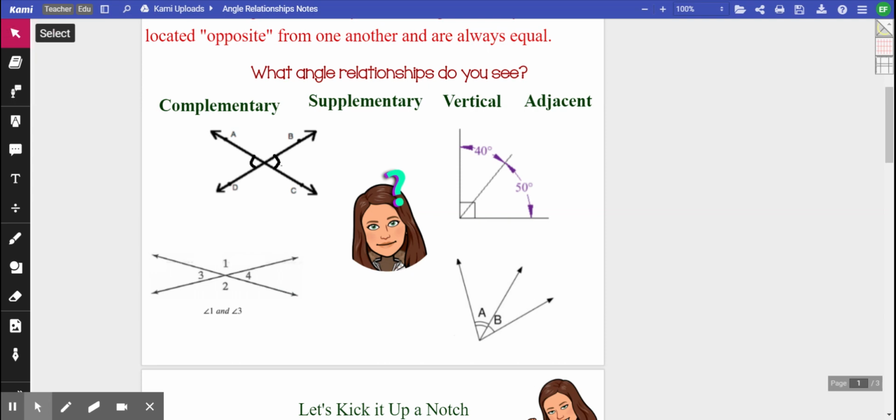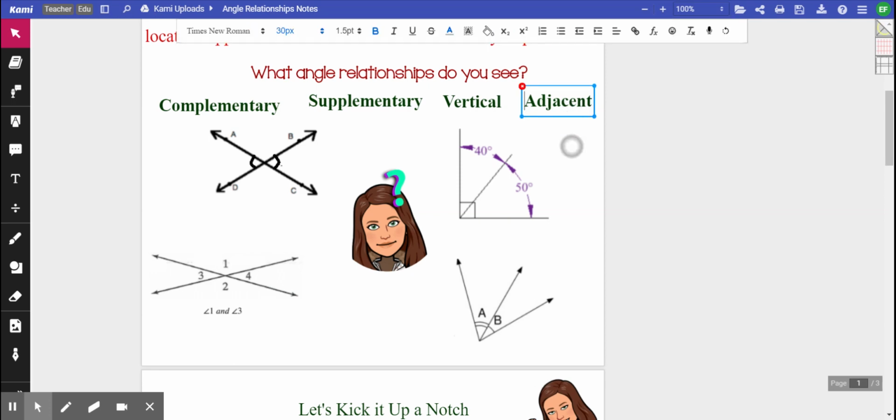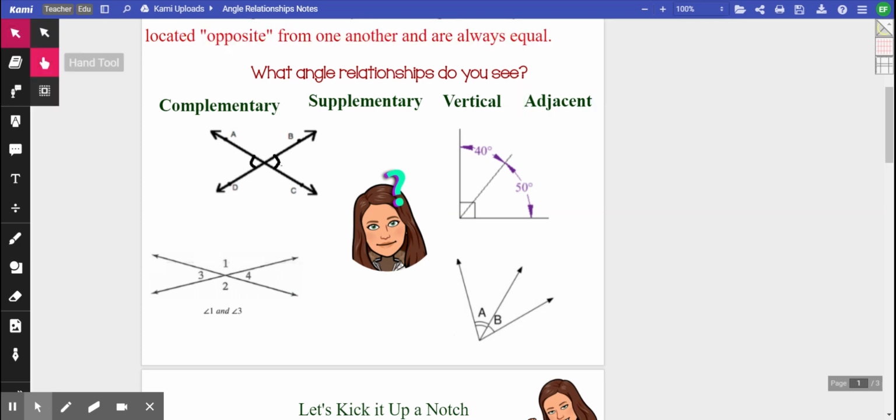So this might have been a little tricky here because adjacent. Well, we have a couple of angle relationships here that are adjacent. So we see that adjacent could go with this one over here.